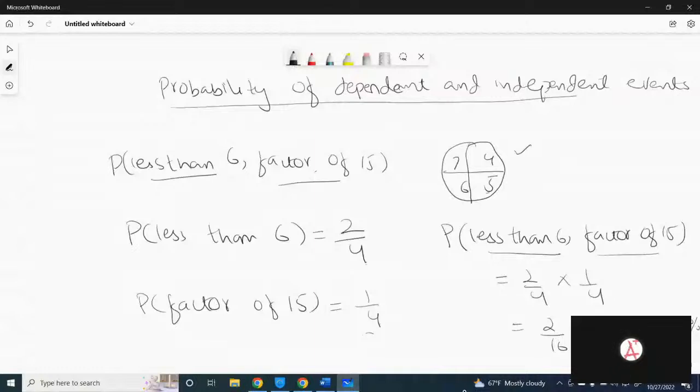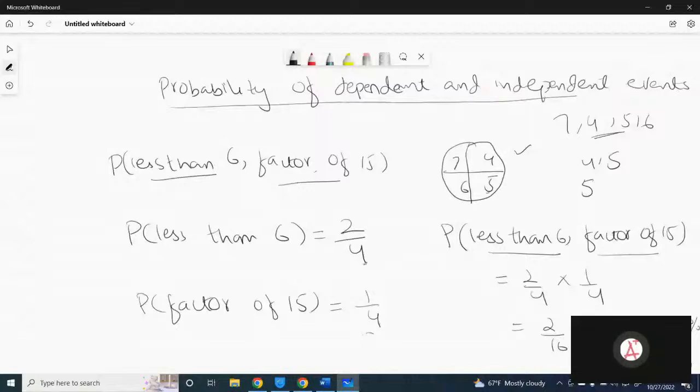So let's find the probability of less than 6. The total outcomes are 4: 7, 4, 5, and 6. Which numbers are less than 6? Two of them, 4 and 5. So the probability of getting less than 6 is 2 over 4. Then you have to find the probability of the factor of 15. Just one number, 5, is a factor of 15. 4, 6, and 7 are not factors of 15. So the probability is 1 over 4.